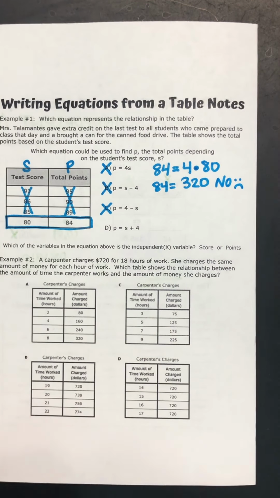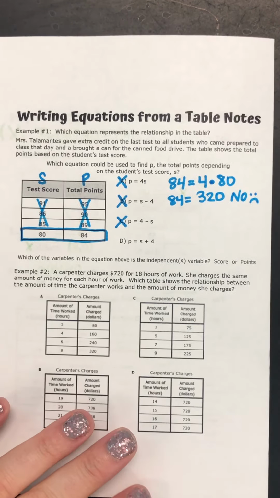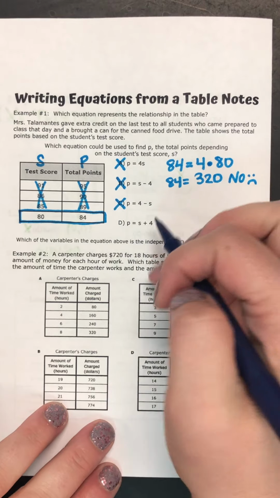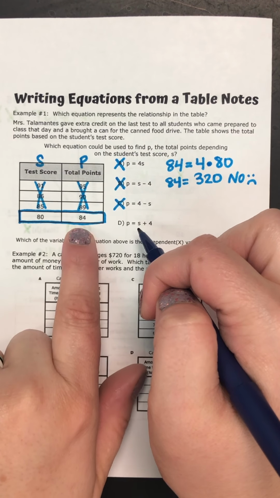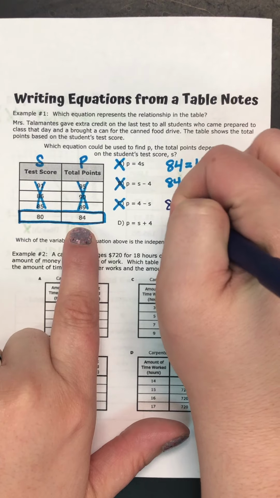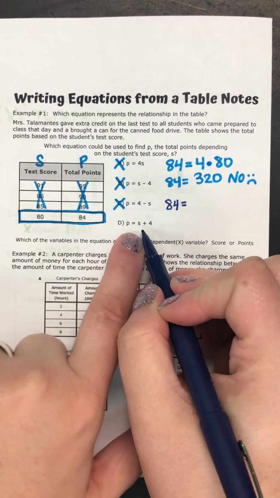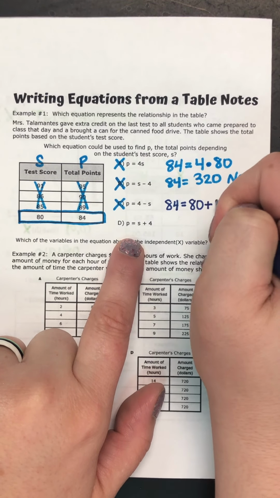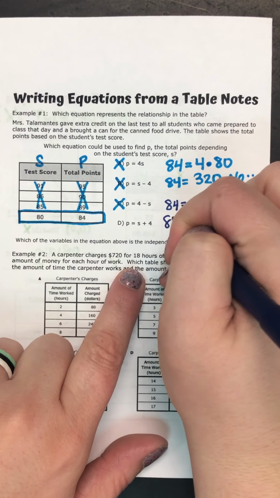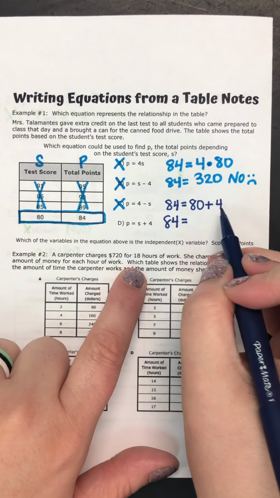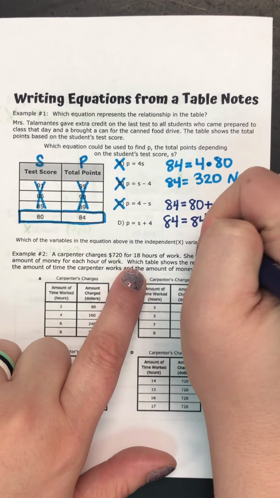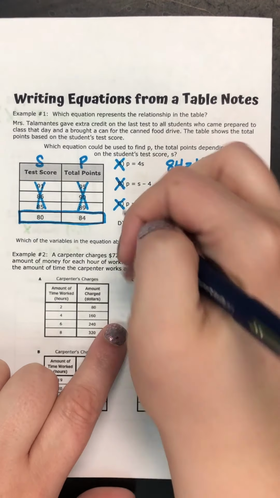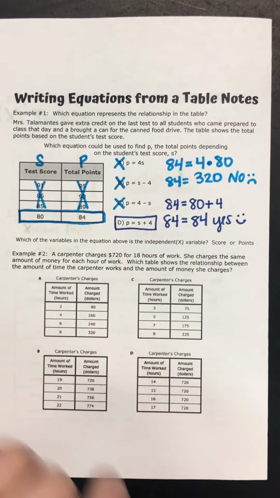So now we're pretty sure it's D, but we do want to check ourselves just to make sure. We're going to plug in to answer choice D. We start with our P. Again, we're using that last section, so P was 84, equal sign. This time it's S, so our S was 80, and then we have a plus sign and a 4. On this side, we're still at 84, equal sign. 80 plus 4 is 84. So 84 does equal 84, and therefore D is the best answer.